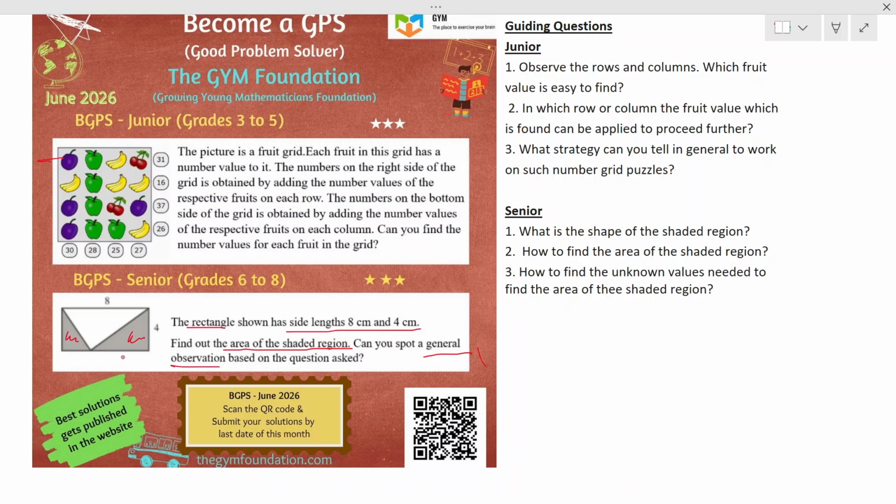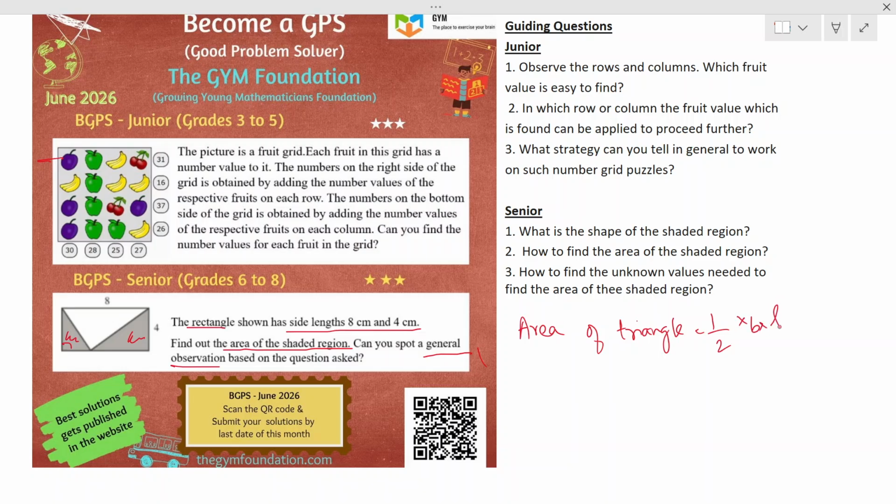So what kind of questions can children ask to start with? What is the shape of the shaded region? The entire shape is a rectangle, but what is the shaded region? This looks like a right angle triangle, right? Because the angle in a rectangle is 90 degrees inside the sides. So this is the area of a right triangle. As children might know, the formula for the area of a triangle is half times base times height.